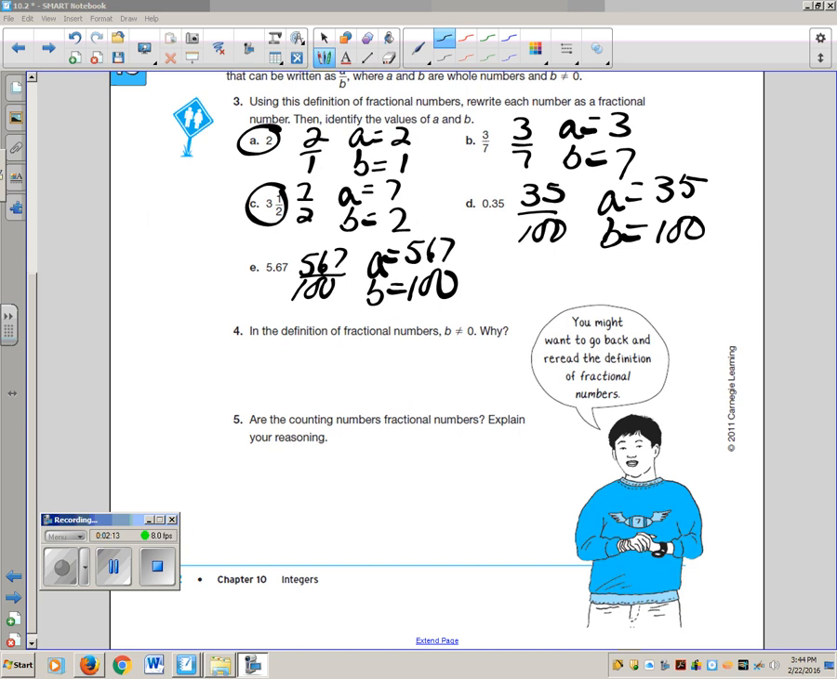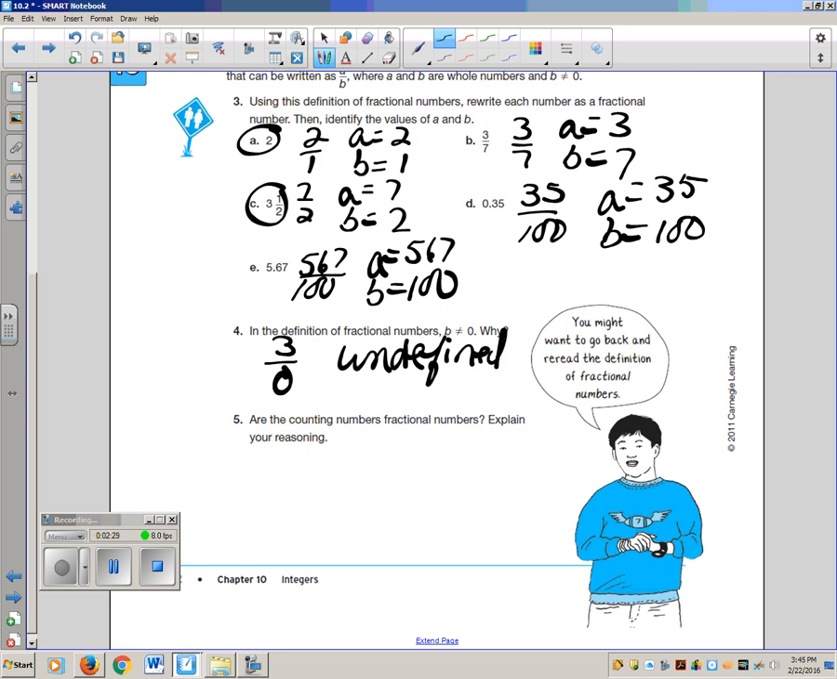35 hundredths. A is 35. B is 100. Number 4, in the definition of fractional numbers, B is not equal to 0. Why? Because it's called undefined. Can't do that. Can't divide by 0.